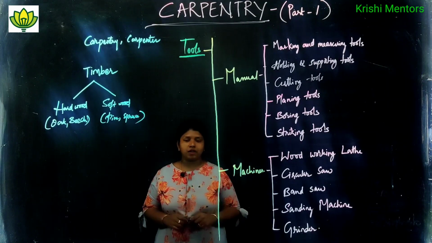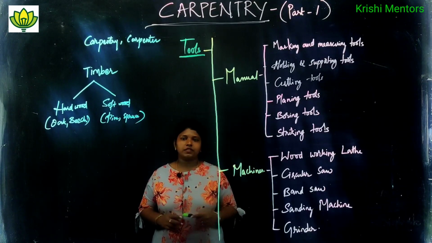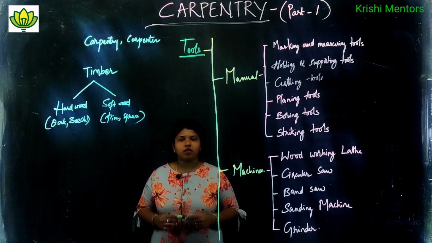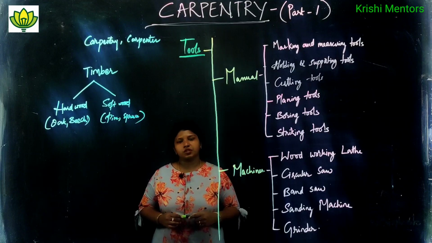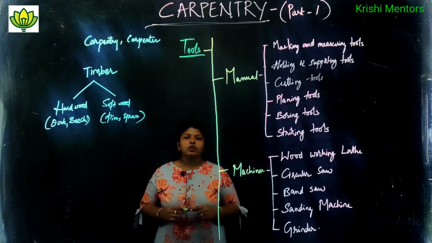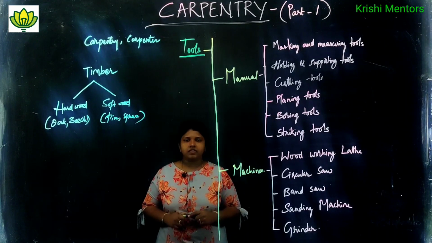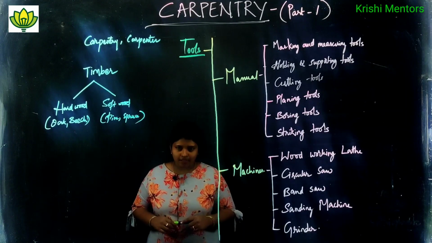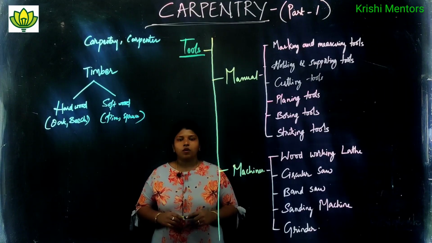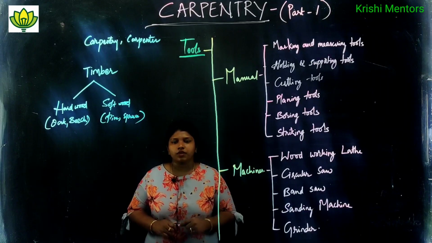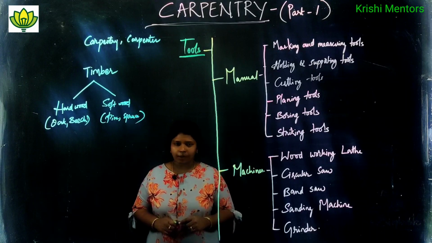This is just part 1 of carpentry. We'll be going deep into the carpentry tools and the process of doing carpentry. Today let us start with the definition of carpentry. So what is the definition of carpentry? Carpentry is an art and science of working with wood using tools to make an item. That is called carpentry.